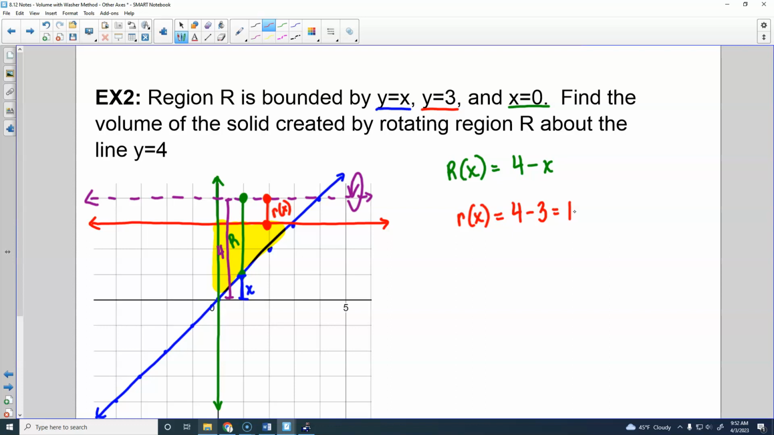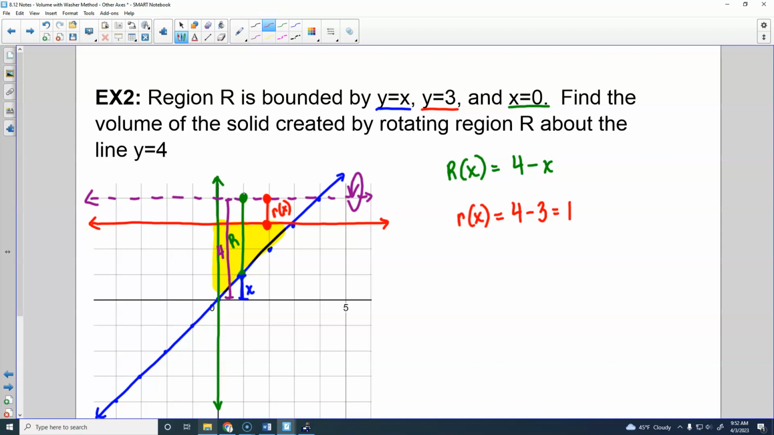Okay, it's a lot like the other ones we were doing. It's just you got to think about the capital R of x and the lowercase r of x a little harder whenever you're doing this. So we're thinking about the capital R of X and the lowercase r of X for this.